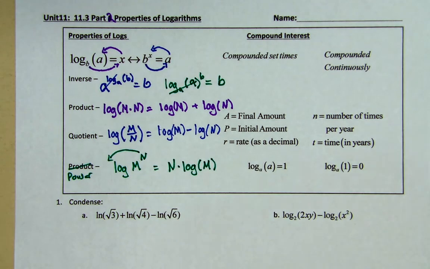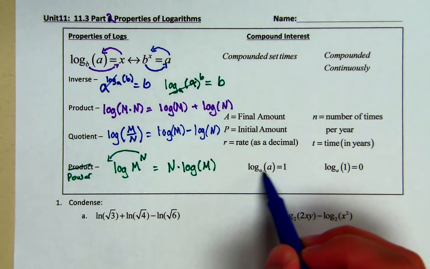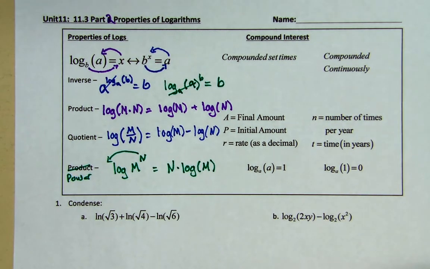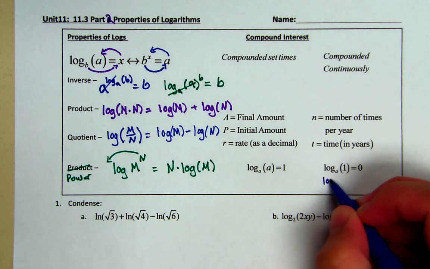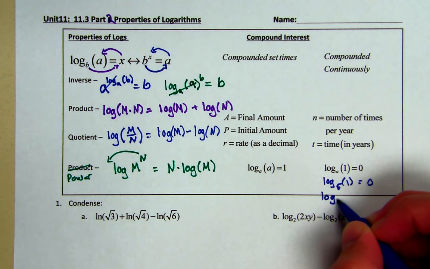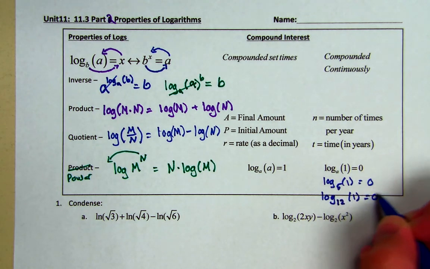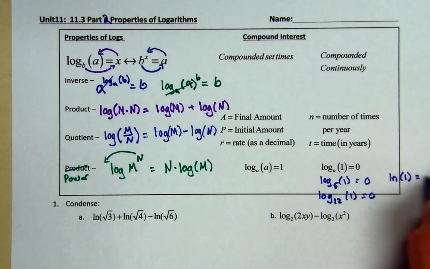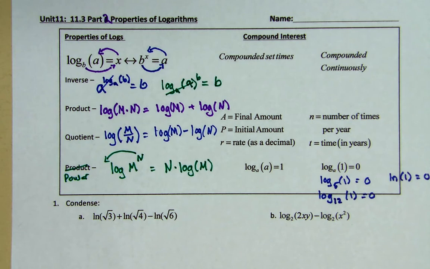Alright, two other key properties here. Again, that inverse property equals 1. Now, log of anything of 1 equals 0. So if I do log base 5 of 1, that's 0. Log base 12 of 1, that's 0. Same thing as natural log of 1. That's going to be 0 as well.